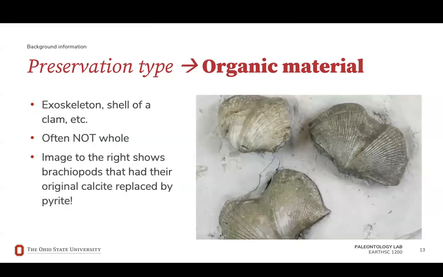The final type of preservation that we'll discuss in this lab is organic material. Organic material can be further classified as recrystallization, unaltered, or replaced, but for this lab, we'll just stick to the organic material classification. These types of fossils will look like a shell that will have visible thickness and potentially even a layer of mother of pearl. This is the original, unaltered material of an exoskeleton or the shell of a clam. Oftentimes, these fossils are not whole. The image to the right shows brachiopod fossils that had their original calcite shells replaced by pyrite.